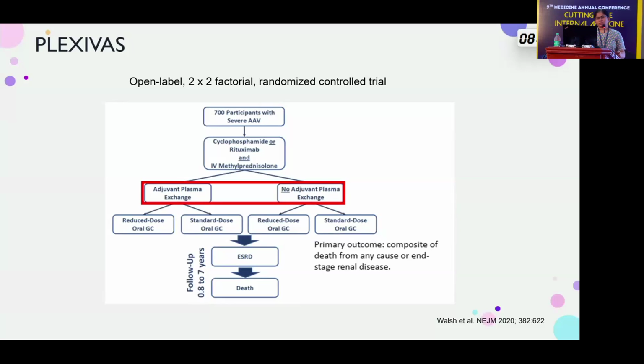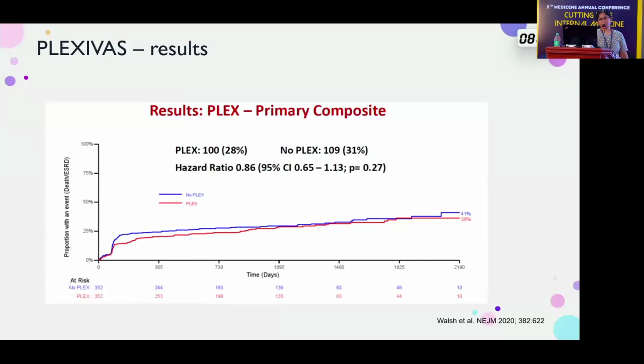But in this trial, the PEXIVAS trial, a very elegantly done trial of 700 patients with ANCA vasculitis, it was a 2x2 factorial randomized controlled trial, wherein you had many subgroups of patients: those with reduced dose glucocorticoids, standard dose glucocorticoids, and then patients who received adjuvant plasma exchange or no plasma exchange. Just in the interest of time, I'll come to the primary endpoint.